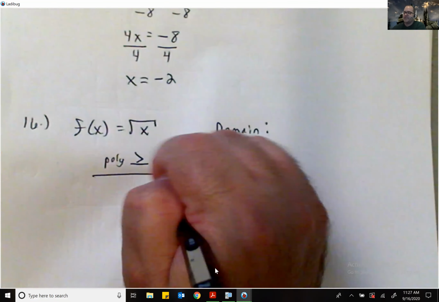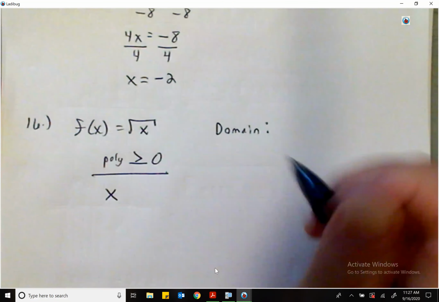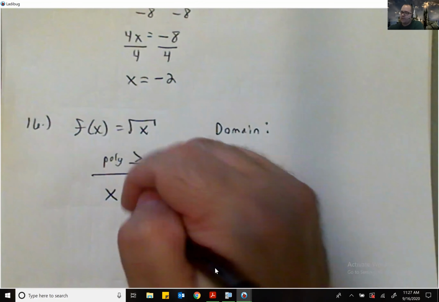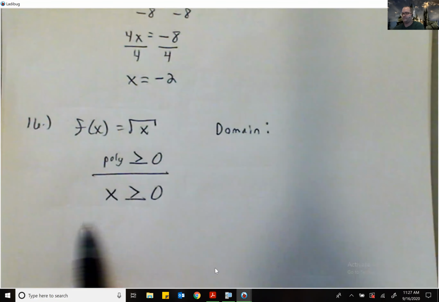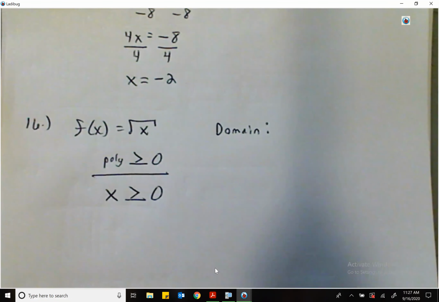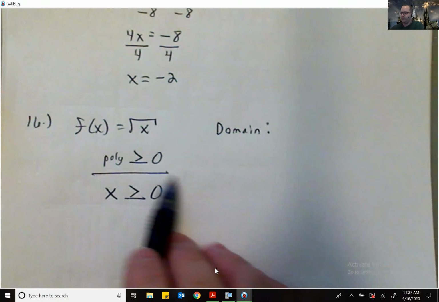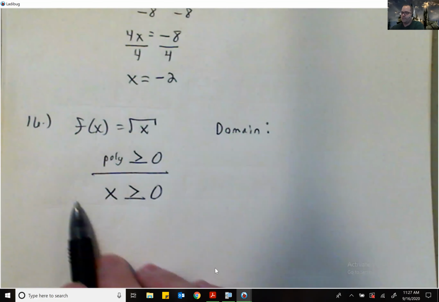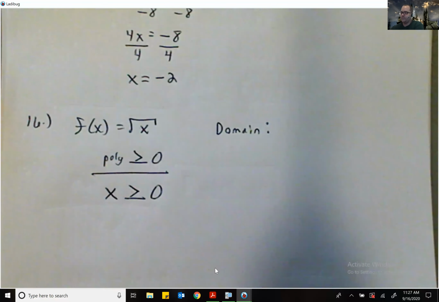So all we're going to do is take this polynomial here, which is x, set it greater than or equal to 0, and solve. Do I have to do any solving? No. But we do need to write this answer up in interval notation.